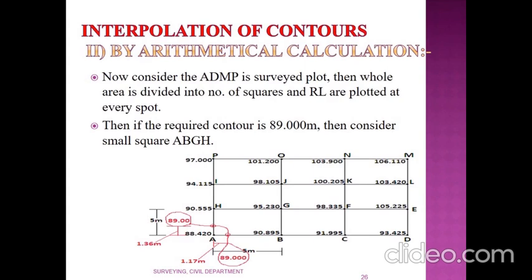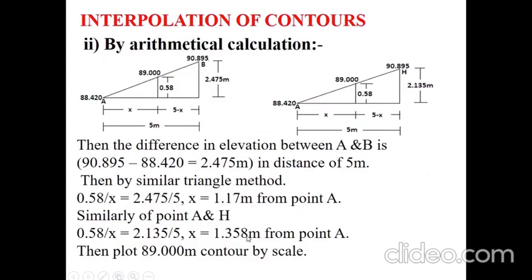Then if the required contour is 89 meter, consider the small square ABGH. According to this small part of the terrain, we consider this ABGH. According to the observation here, this vertical distance is 5 meter as well as this horizontal distance is 5 meter, and we have to plot the 89 meter contour in between this ABGH square. So how to plot? Here the calculations are there.